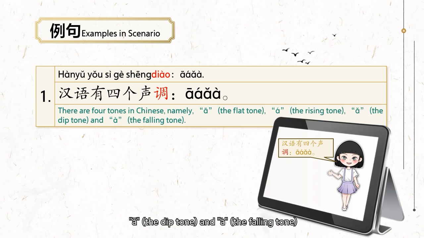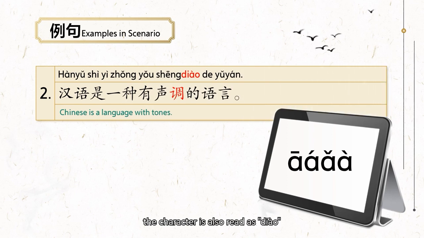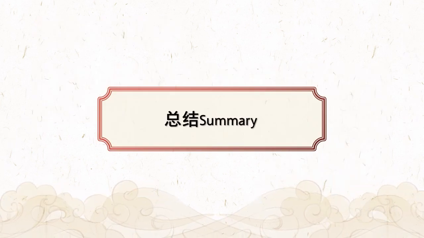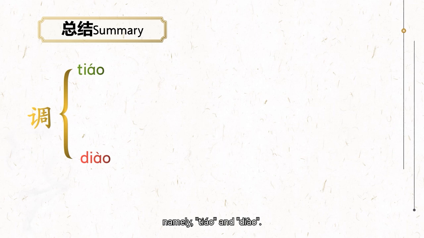In addition, it is known that there are 4 tones in Chinese, namely a, the flat tone, a, the rising tone, a, the deep tone, and a, the falling tone. 汉语有4个声调 a, a, a, a. In the word 声调, the character is also read as 调. For example, 汉语是一种有声调的语言。To sum up, this character has two pronunciations, namely 调 and 调.